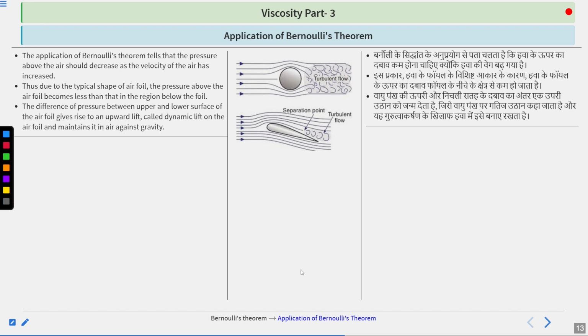The difference of pressure between the upper and lower surface of the airfoil gives rise to an upward lift, because it becomes easy to go upward and the low pressure drags the airfoil upward. It is called the dynamic lift on the airfoil, and it maintains it in air against gravity.